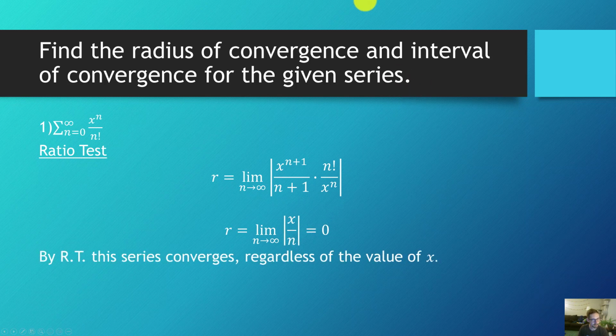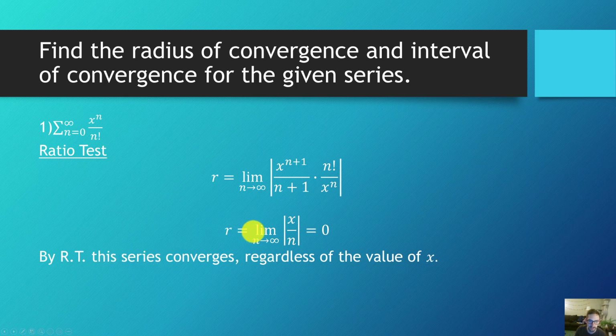I made another mistake here. I don't think I can fix it while I'm presenting, but this should be n plus 1 because this is n plus 1 factorial. So we have n plus 1 on the bottom. Not going to really change the final answer, but it's good to be correct. We have n plus 1 on the bottom. Please fix that for me in your notes.